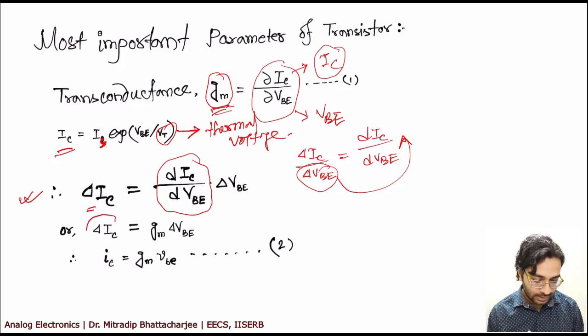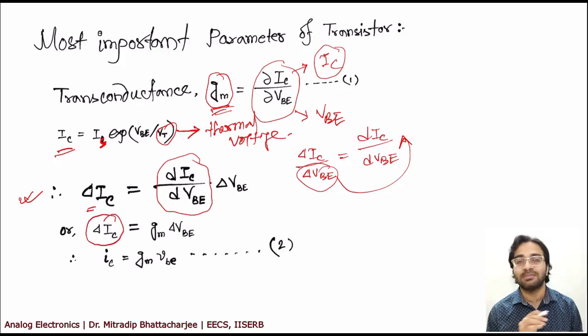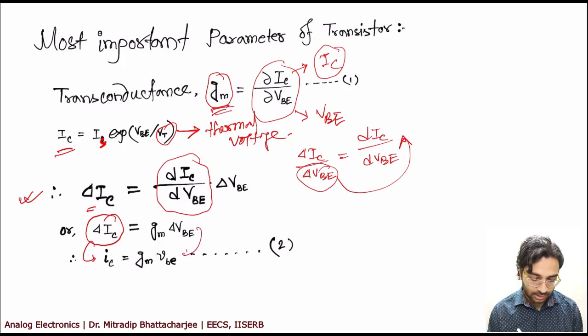Now what is del IC? Del IC is the AC part of the signal. It is the change in this DC current, which is essentially the AC. So del IC can be written as small ic and del VBE can be written as small vbe. So ic and vbe are related to each other as per this equation, wherein GM is the factor.